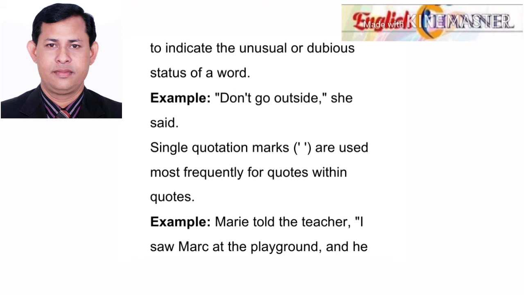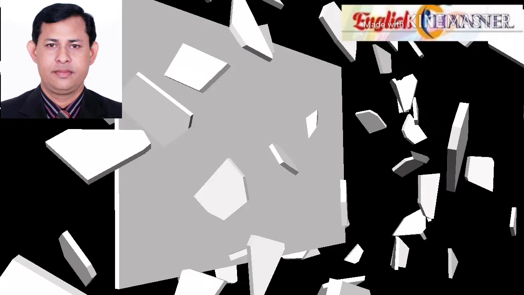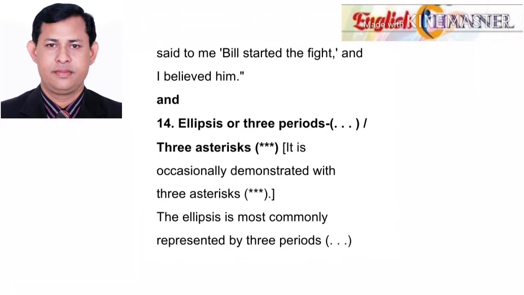Single quotation marks are used most frequently for quotes within quotes. Example: Mary told the teacher, "I saw Mark at the playground, and he said to me, 'Bill started the fight,' and I believed him." And serial number 14, ellipses or three periods.